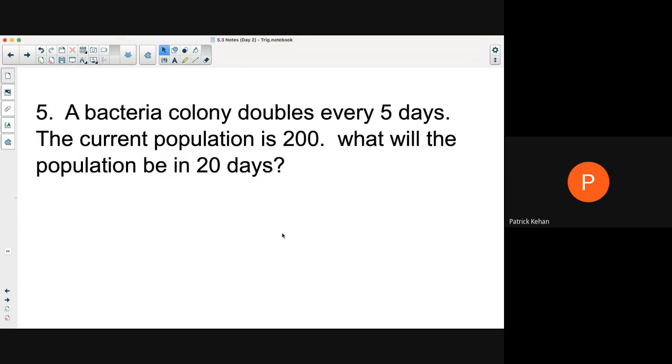Next example, now this one is using a unique time interval. It says a bacteria colony doubles every 5 days. So doubles is key. It's giving us the fact that the growth rate is 2. And then it's doubling every 5 days. So this is a scenario where we're going to have to use a unique exponent t over k, right?